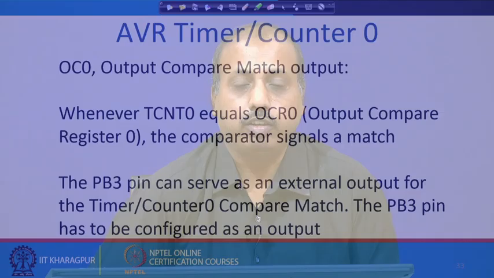The AVR timer counter 0. It is an 8-bit timer, and if the clock source is external, it will act as a counter. The very important feature that it has is the output compare match. When the timer or counter is operating, you can have some intermediary values at which you want to determine a match.